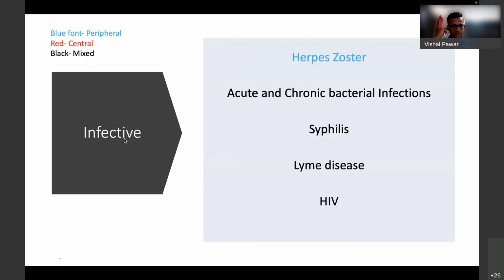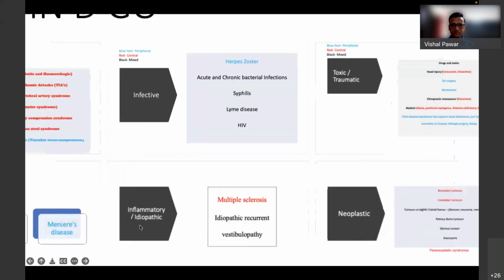And there, it's very important to examine for vesicles in the external ear. In all patients with facial palsy, I make sure that I check for vesicles in the ear. And even in patients with vertigo, it's very important to check whether they have a partial form of Ramsay Hunt syndrome.